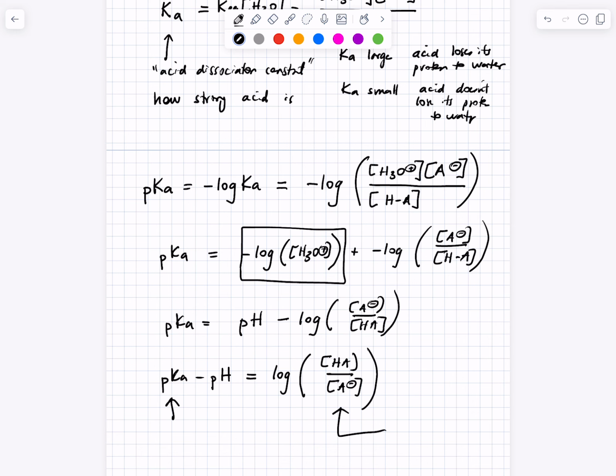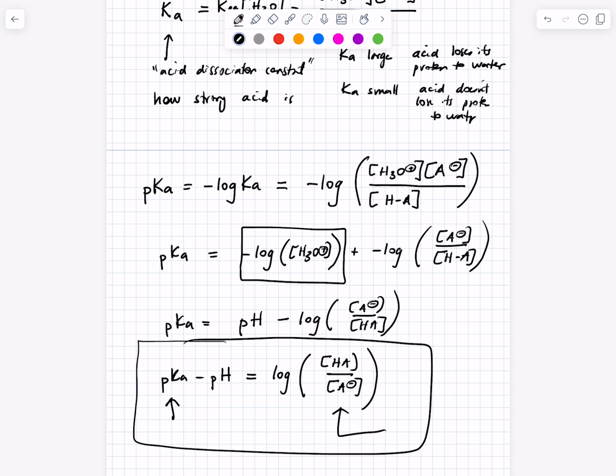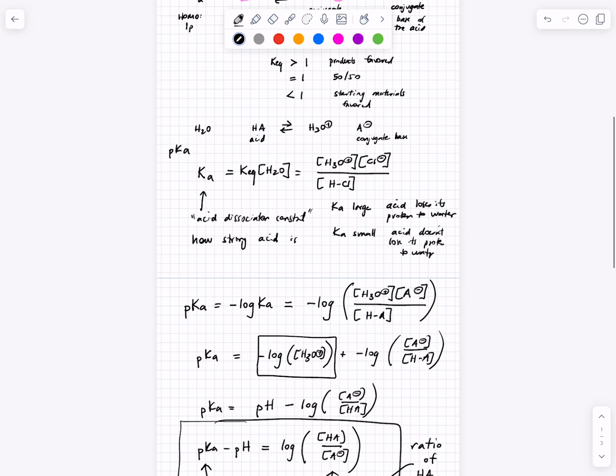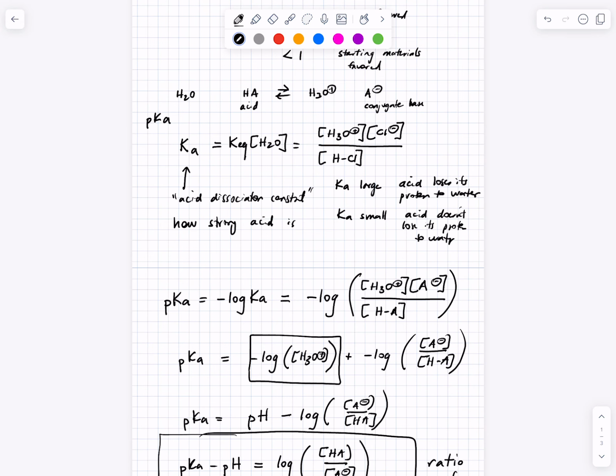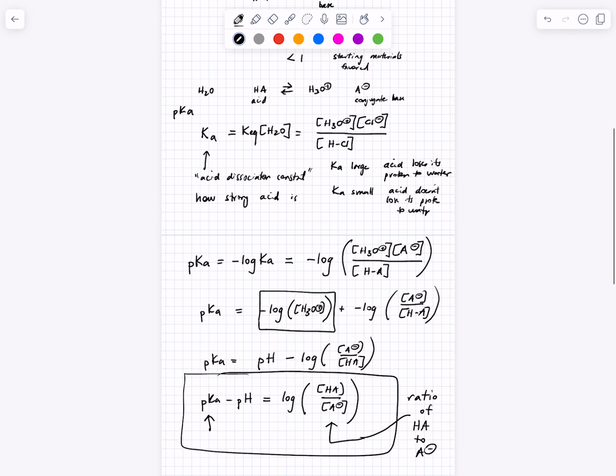And that's an important observation. So we're going to come back to that. If we compare the pKa of an acid with the pH of a solution, we can tell what the ratio of the acid form should be to the conjugate base. But pKa basically will tell us how strong an acid is.